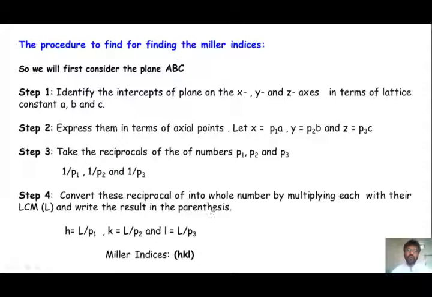Convert these reciprocals into whole numbers by multiplying each with their LCM and write the result in parentheses. That means find the LCM of P1, P2 and P3 and multiply that LCM to these reciprocals. Then you will get the Miller indices directly, and we can write them in parentheses, that is (h k l).